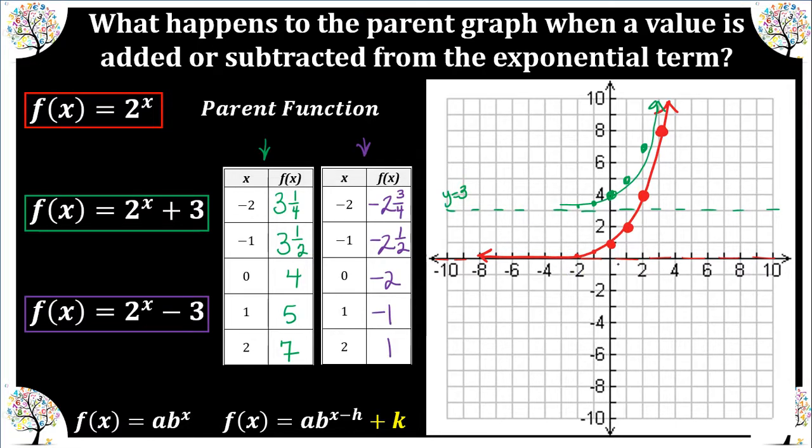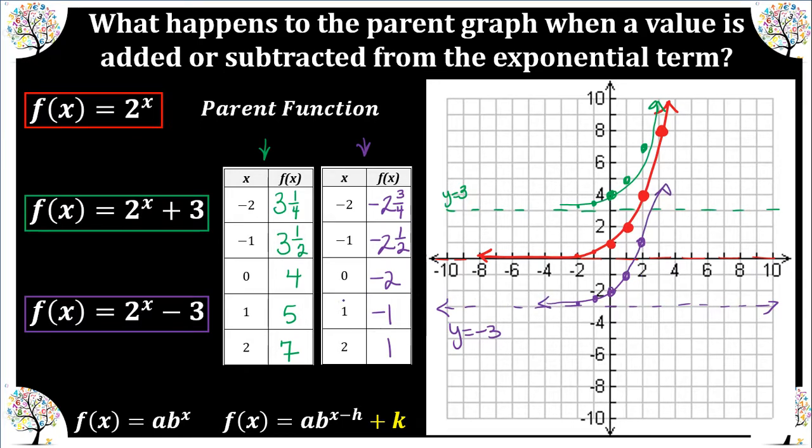So let's plot these points. So we have (2, 1), and then we have (1, -1), and then we have (0, -2). We have (-1, -2.5), and we have (-2, -2 and 3/4). We also notice our asymptote is going to be y equals -3. Notice that each of these points shifted down 3. Everything shifted down 3 along with our asymptote.